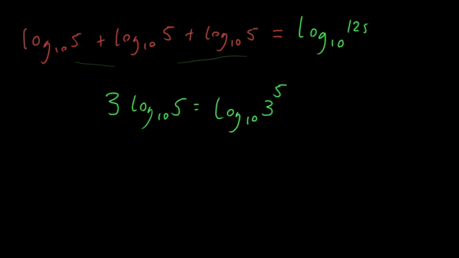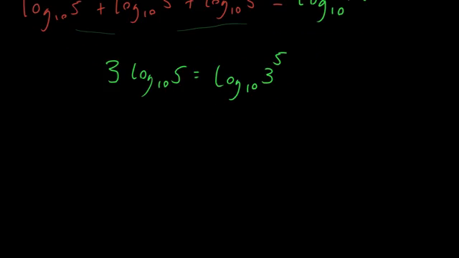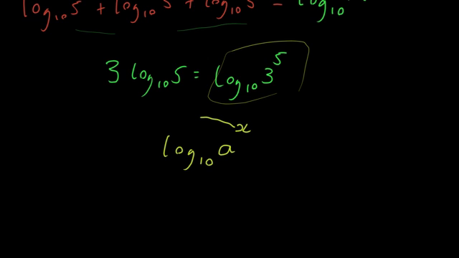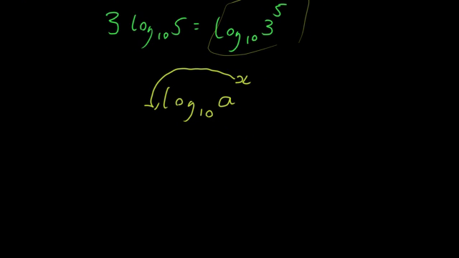And that's another rule that's kind of interesting. That means that if I have log 10 of 3 to the 5, I can take that 3 up and down as I please, right? So if you have log 10 of a to the x, that x can just come right in front of the log if I wanted to, okay?